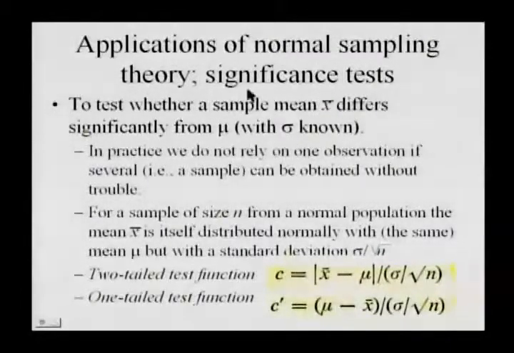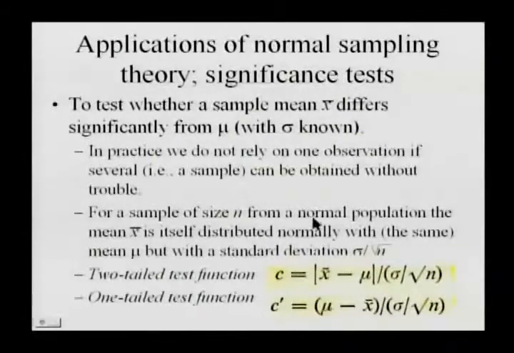We don't run these tests typically, but again, we're going through it to remind ourselves that when we think of the difference between our sample mean and population mean, we're thinking about bias, and we're building on this idea of critical values, test statistics, and eventually we'll talk about the t-test used to compare two sample sets. So in practice, we don't rely on one observation if a sample can be obtained without trouble.